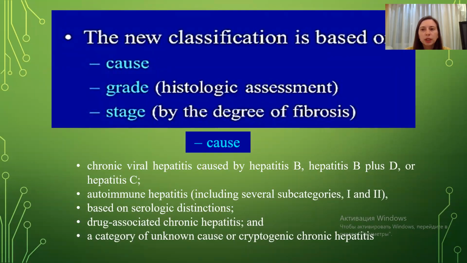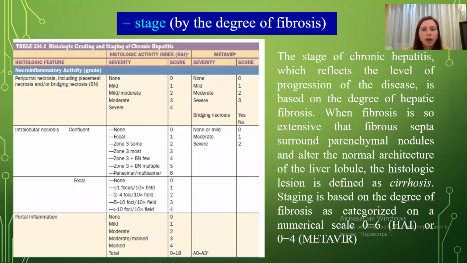And the new classification is based on cause, grade by histological assessment, and stage by the degree of fibrosis. And what about cause? Chronic viral hepatitis caused by hepatitis B plus D, or hepatitis C. Autoimmune hepatitis, based on serological distinctions, drug-associated chronic hepatitis, and a category of unknown cause, cryptogenic chronic hepatitis. And stage by the degree of fibrosis.